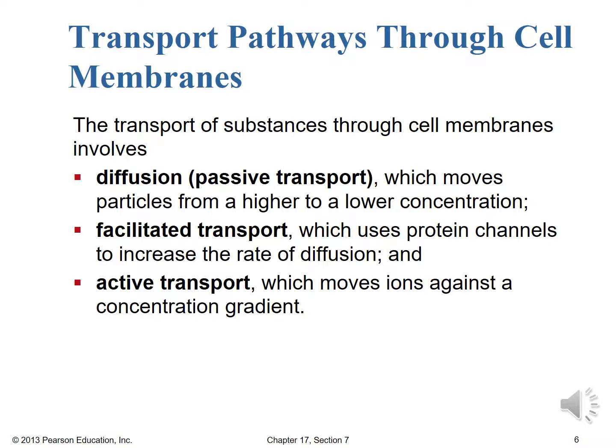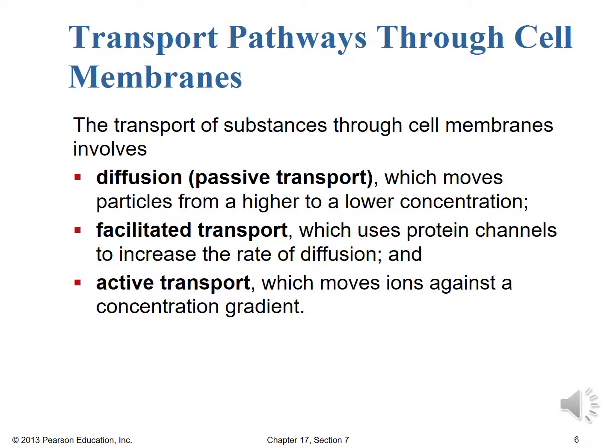So diffusion, passive transport, just allows molecules, particles to move from a higher to a lower concentration, right? And it may not just be molecules, it might be ions as well. So that's why the generic particles is the safer way to go here. And so that's just going with the flow, and that's one way to allow for the transport of substances through cell membranes, either into the cell from outside or out of the cell from inside.